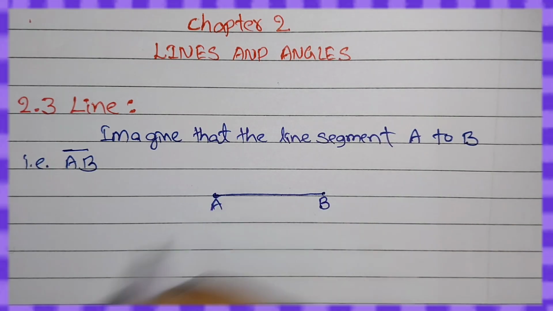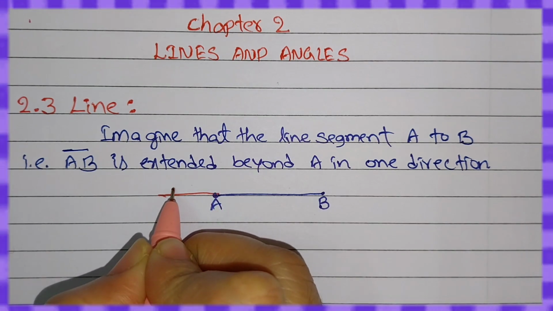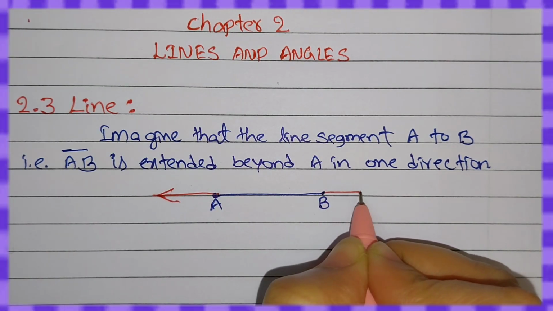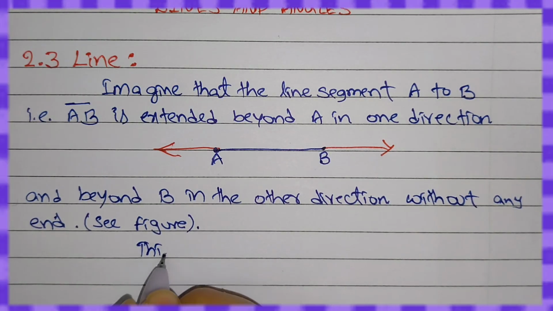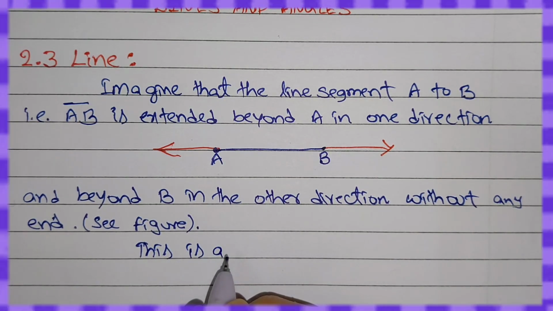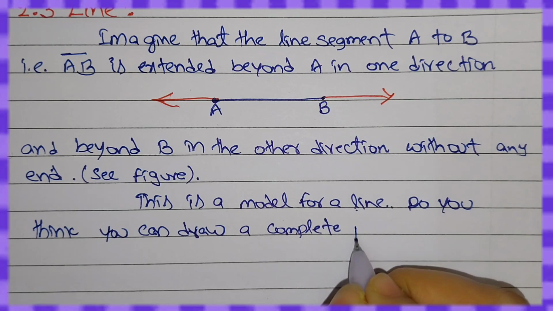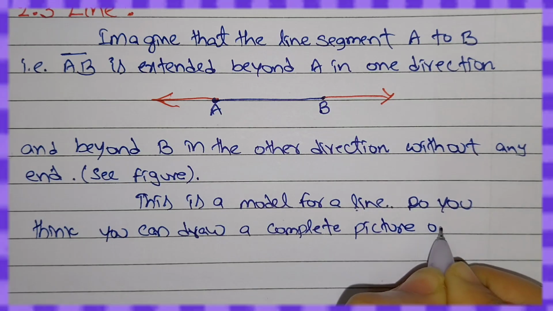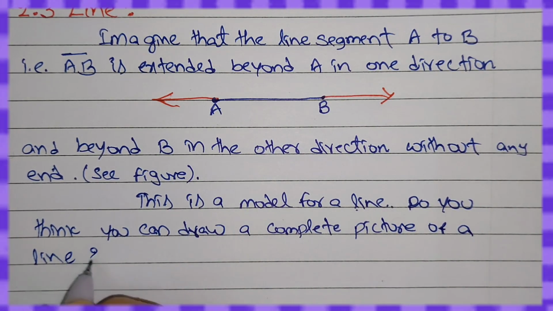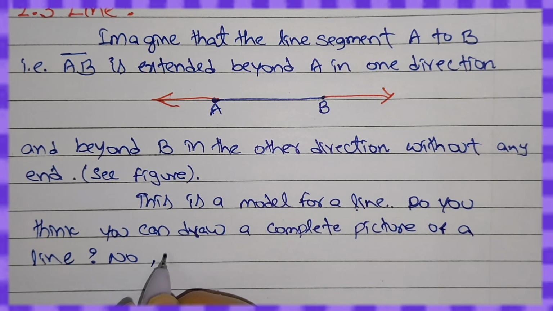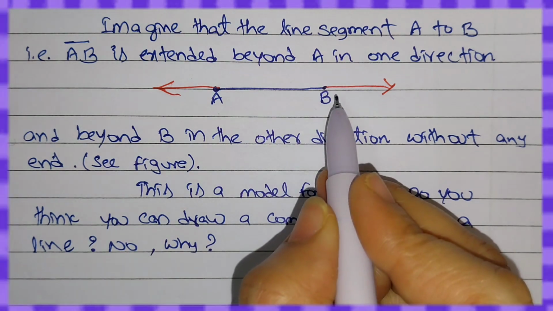Let's start. 2.3 Line. Imagine the line segment A to B, that is AB bar. In the last video we learned about line segment. What is a line segment? A line segment is a part of a line that is bounded by two distinct endpoints. AB bar is extended beyond A in one direction and beyond B in the other direction without any end. If you observe the diagram, first I drew the line segment and I extended it in both directions from A and B. This is a model for a line.